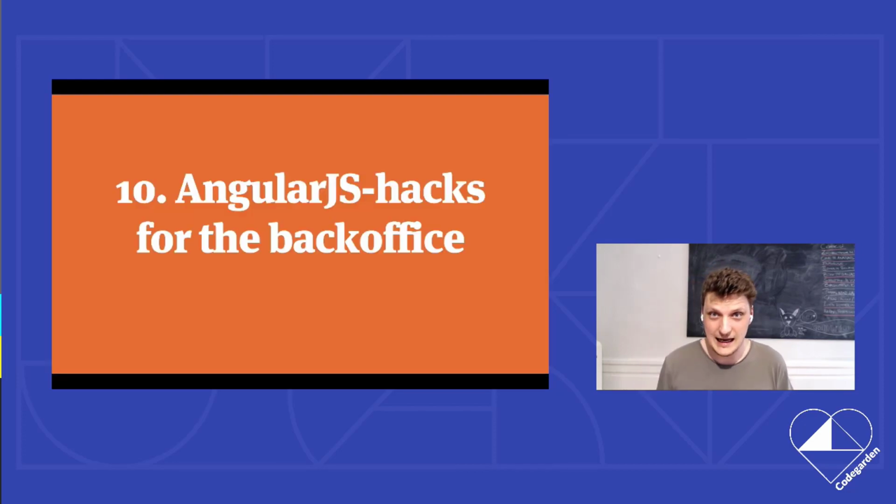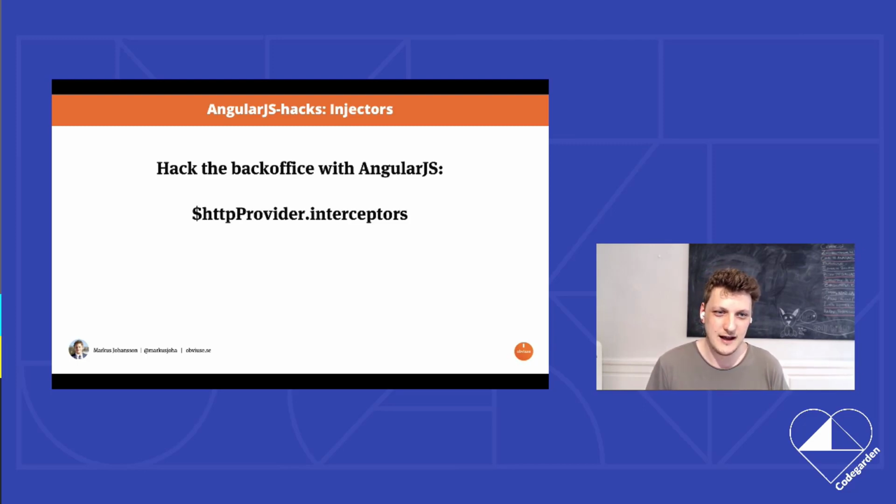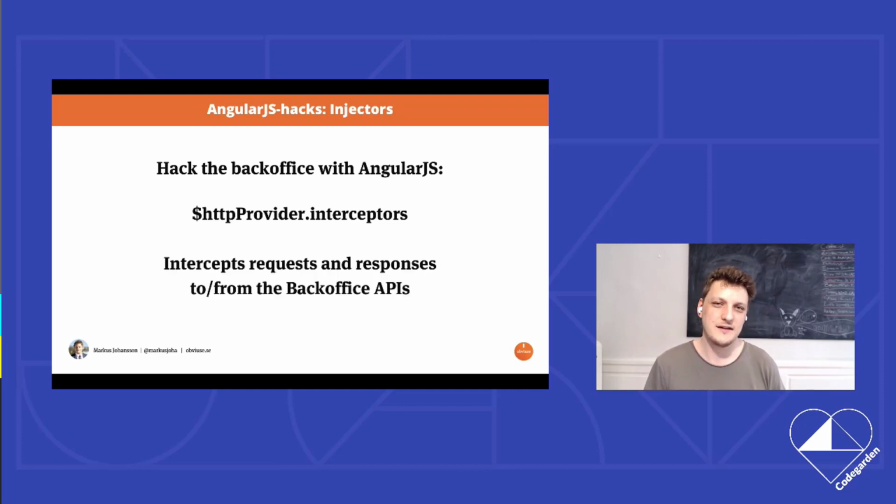So I have my last tip that I think every Umbraco developer should know about, and this is an AngularJS hack. I heard Philip talking about this yesterday, so he's probably going to hate me for pointing this out, but I do love it. There's something in the back office and in AngularJS called an HTTP provider interceptor. This is basically a way to intercept the requests and responses from the back office to the Umbraco back office APIs. And why would you want to do that?